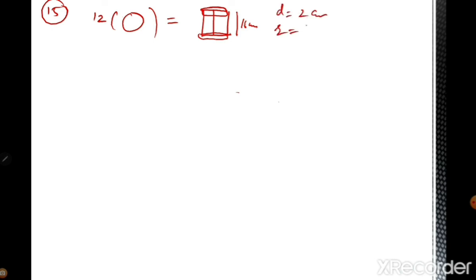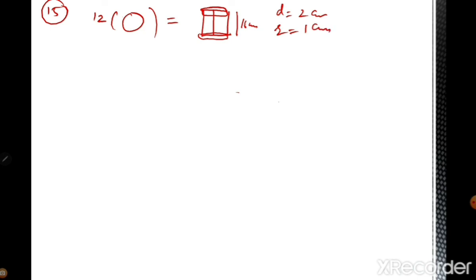12 solid spheres. So here are 12 solid spheres, which is equal to a cylinder. On one side I have one cylinder. First, we'll make a diagram. So I have this cylinder whose height is 16 centimeter and diameter is 2 centimeter. This is your height, 16 centimeter. And if diameter is 2, radius is 1. Your diameter is 2 centimeter and radius of base is 1 centimeter.